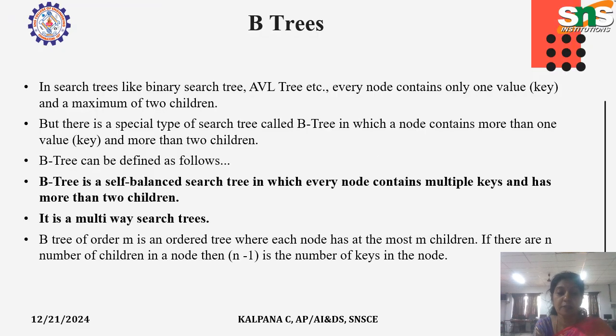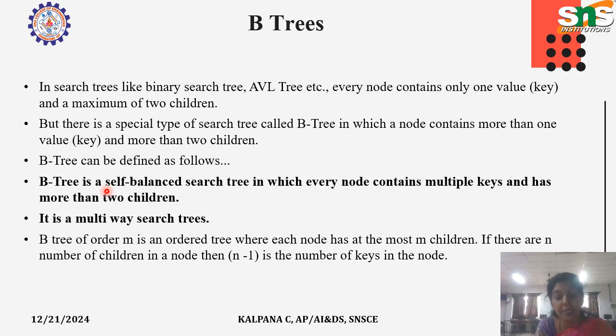Like our binary search trees, AVL trees and binary trees, usually a node contains only one value. That is, the key value will be only one. And for binary search trees and AVL trees, we will have a maximum of two children only for a parent. Maximum of two children.